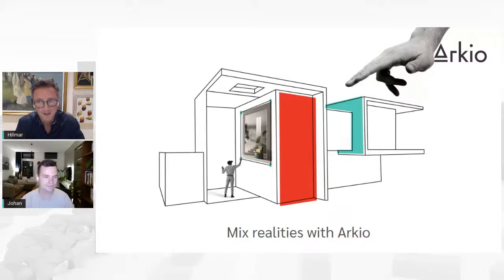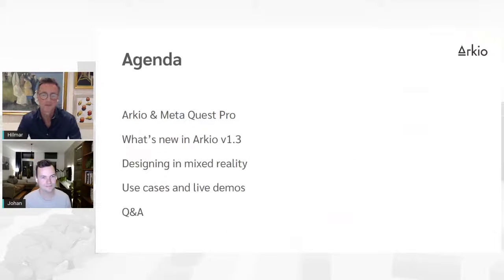But let's get started. First of all, let's quickly look at the agenda. We're going to talk briefly about Arkio on the Meta Quest Pro. We'll cover a little bit of what's new in version 1.3. We'll show a lot of designing in mixed reality, how all of that works. We'll talk about different use cases and do these live demos. And we'll have a bit of a Q&A at the very end if you have any questions. So let's get going.